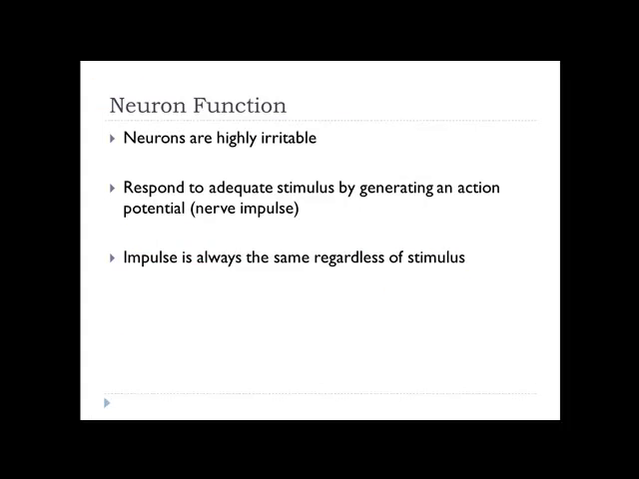Okay, so functions of neurons. They're highly irritable. They will only respond to an adequate stimulus by generating an action potential. So if there's enough irritation, the nerve will be stimulated and it will have an action potential. The action potential is always going to be the same regardless of the stimulus. We call this all or nothing. So if the action potential goes, the nerve fires 100%.